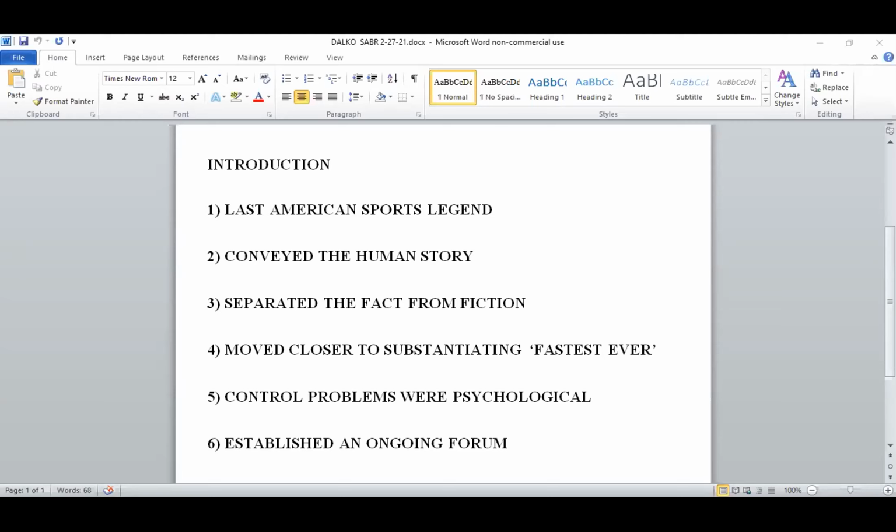What we did conclude, in talking about establishing and substantiating the closer to being the fastest ever, was that Dalkowski's movement toward home plate was perfect. He was in the right place at the right time. The manner in which he generated the energy through his body was impeccable, and the resulting mechanics were flawless. They had to have been for him to do what he did, period.